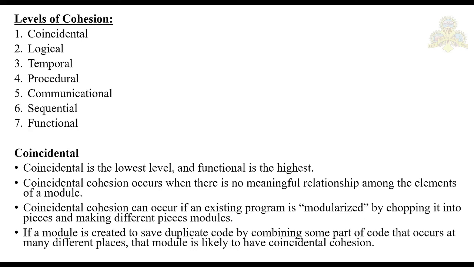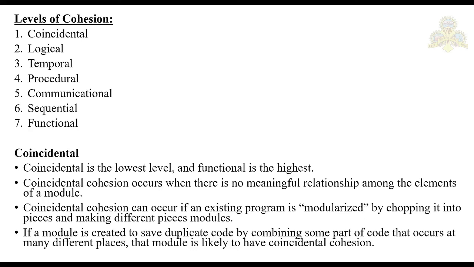The first one is coincidental, and this is the lowest level. The functional, that is the seventh one, is the highest one. So we will check these 7 levels of cohesion one by one. First is the coincidental. As we have already seen, it is the lowest level.